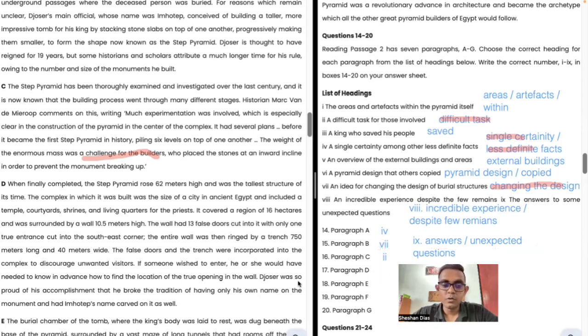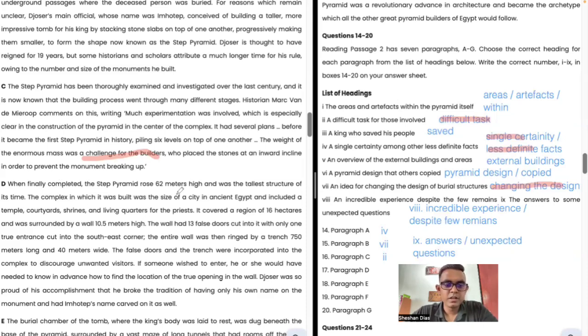All right. Then we move on to paragraph D. Right, paragraph D. When finally completed, the step pyramid rose 62 meters high and was the tallest structure of its time. Joseph was so proud of his accomplishment that he broke the tradition of having only his own name on the monument and had Imhotep's name carved on it as well. Now, there are no keywords that fit in well with the last and the first line of this paragraph. So let's just quickly skim through.